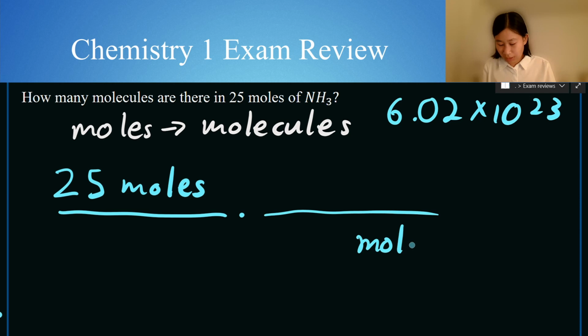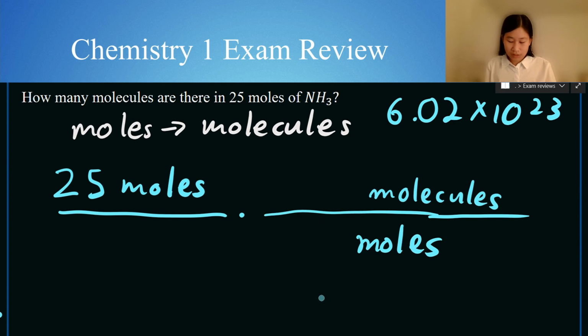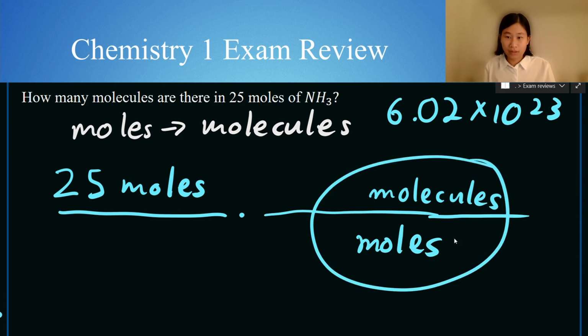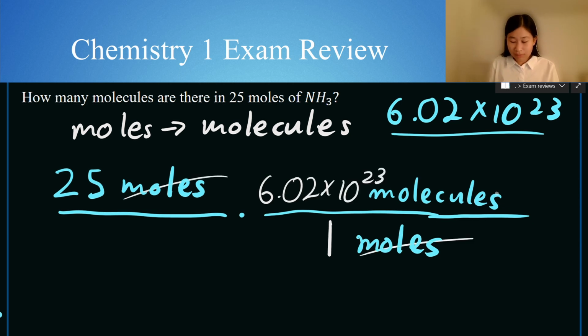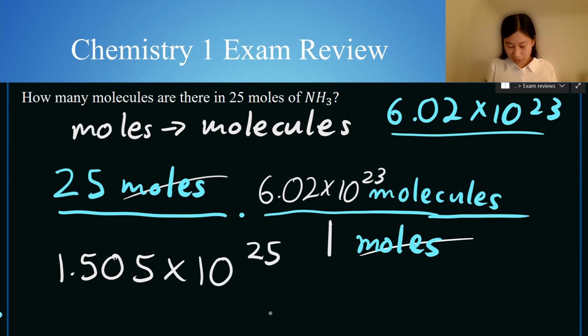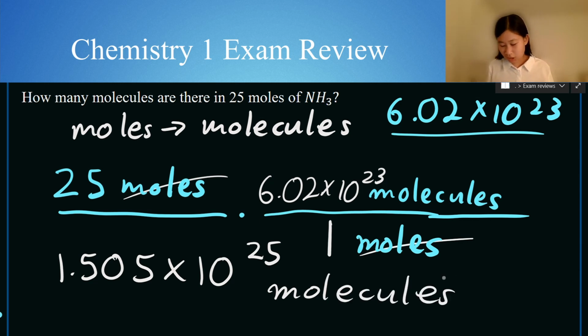So moles will go on the bottom because we want to cancel that out. Molecules will go on the top. Okay, so what is the equivalence here between moles and molecules? We know that there will be Avogadro's number of molecules in 1 mole. So I'll put 1 for mole, and I'll put Avogadro's number here for molecules. Okay, moles go away, leaving me with molecules, just like I wanted. So now it's 25 times Avogadro's number. The result here is going to be 1.505 times 10 to the 25, and this will be in molecules. Okay, specifically molecules of NH3.